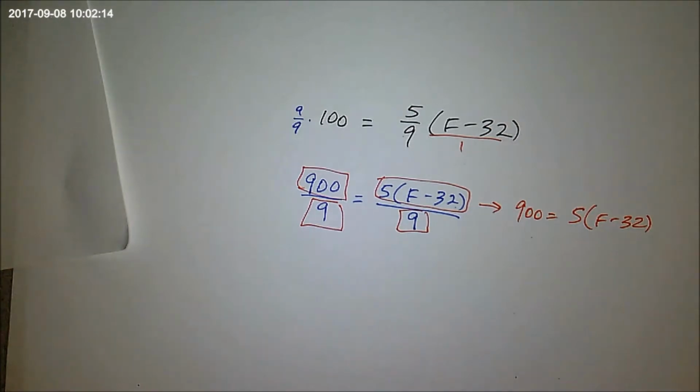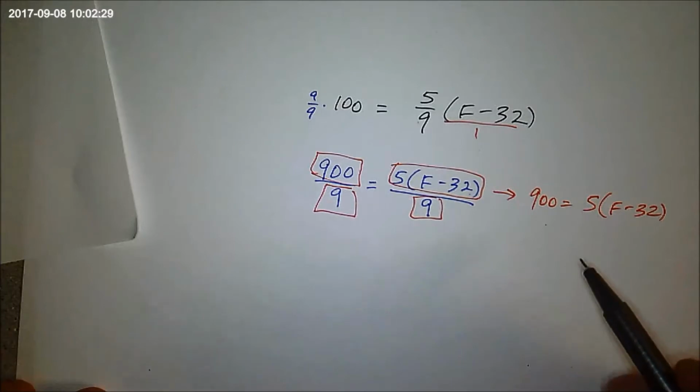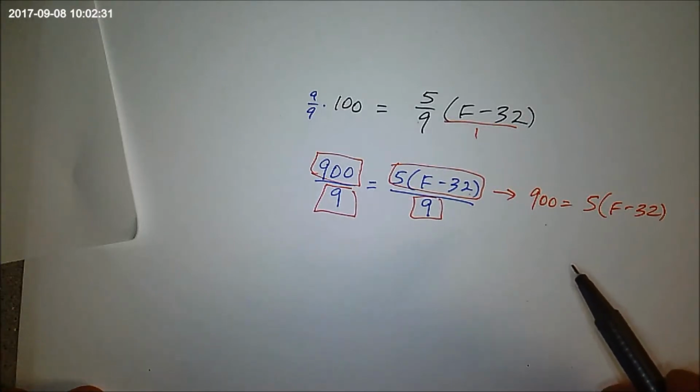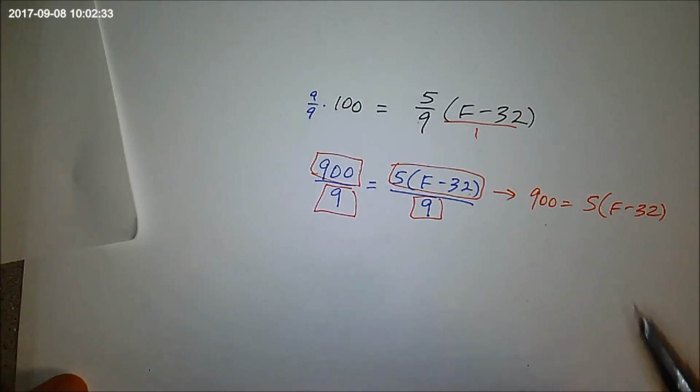Yeah, that works too. Absolutely. And there's another one. There's probably a ton of methods. What's the other method? You can divide 900 over 9 by 5 over 9 first, and then add 32. That's true. Right. Okay.